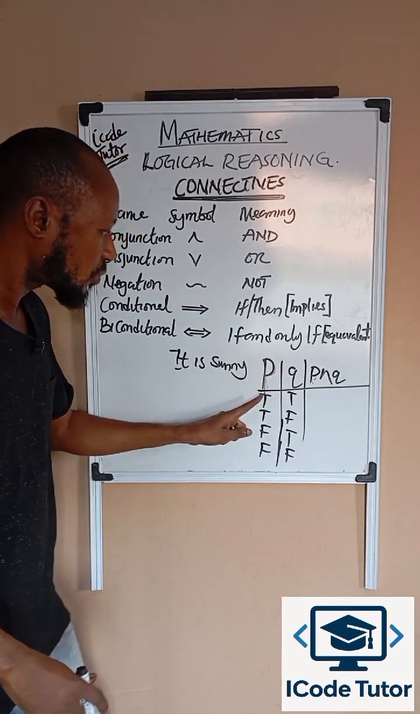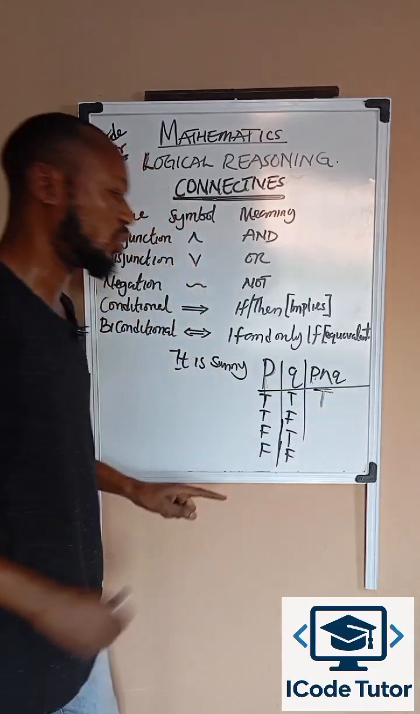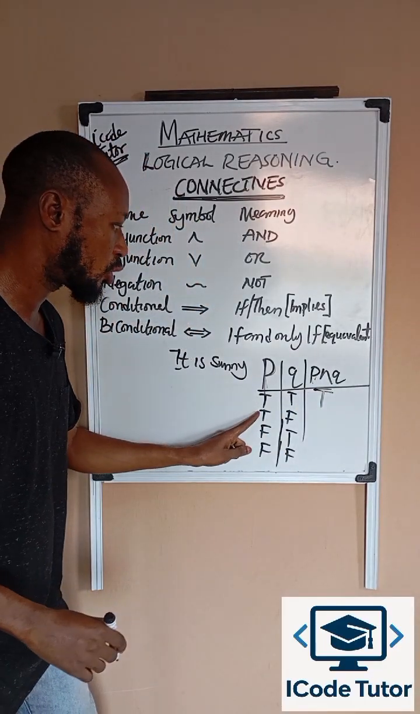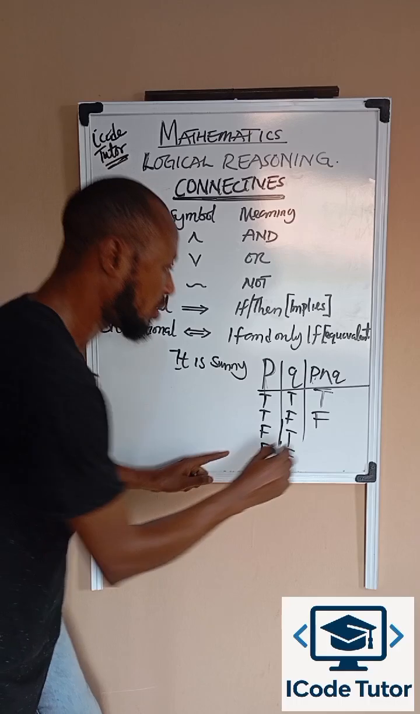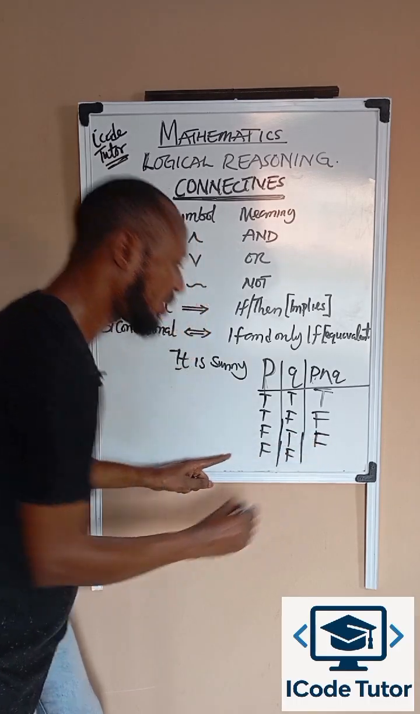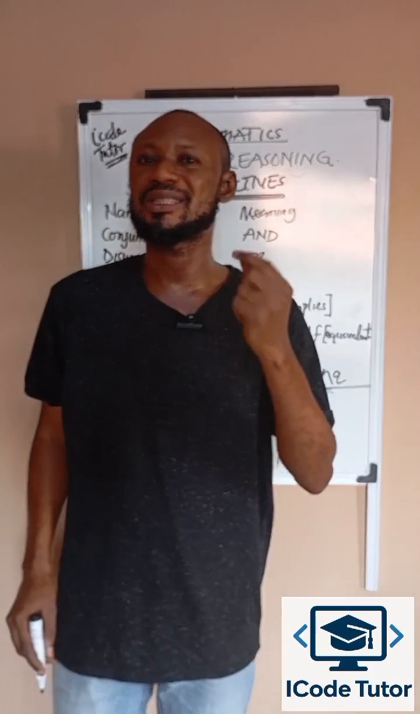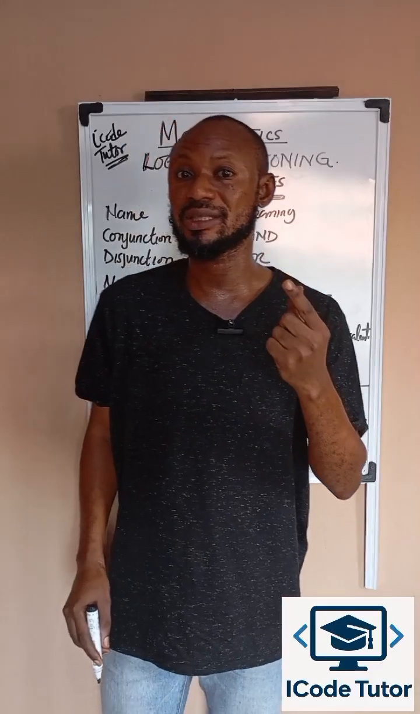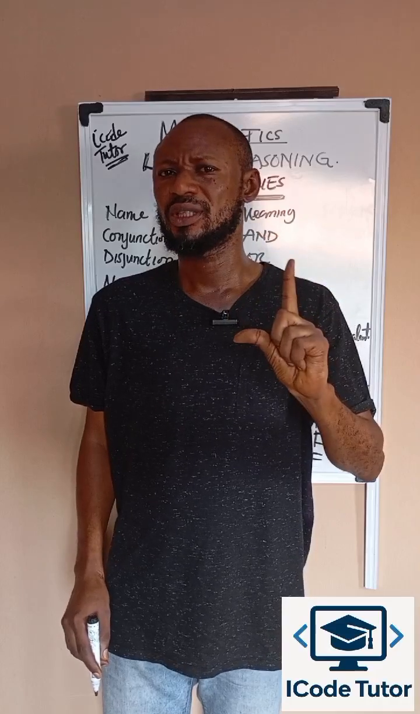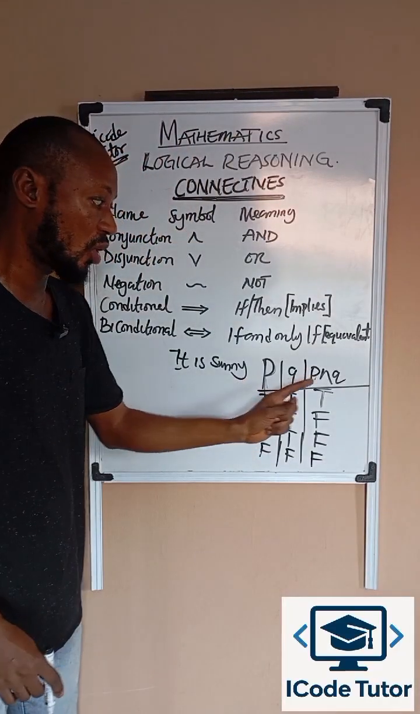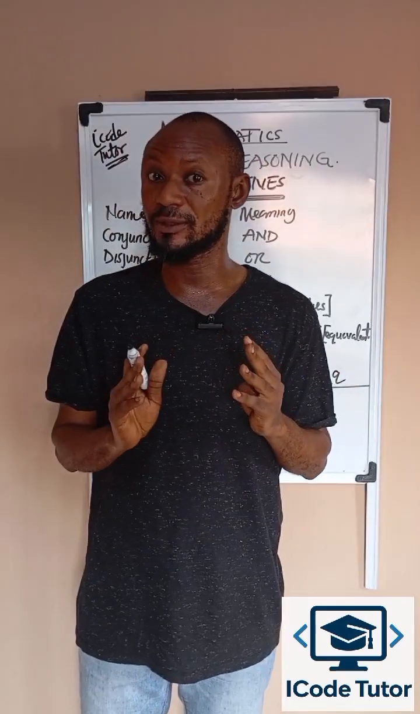Now, from here, true and true will give you true. It will give you a true statement. Now, true and false will give you a false statement. F and true will give you a false statement. And F and F will be a false statement. If you look at the statement that I gave you earlier, that if either part is false, the entire conjunction will be what? False. I always give my students some tips.